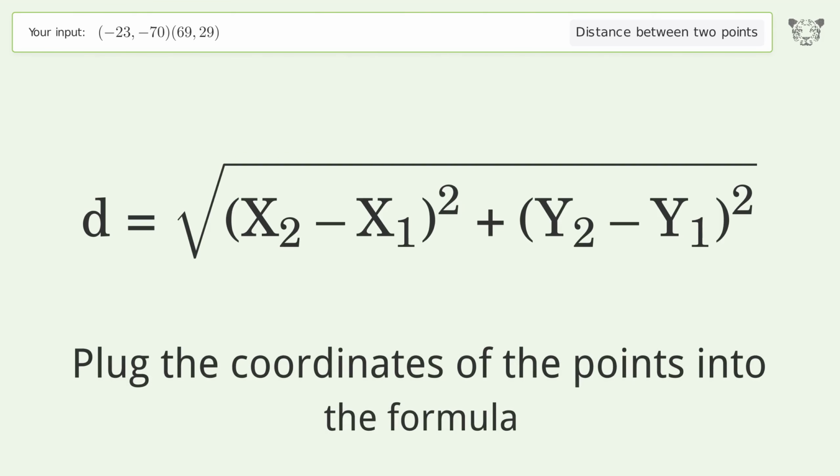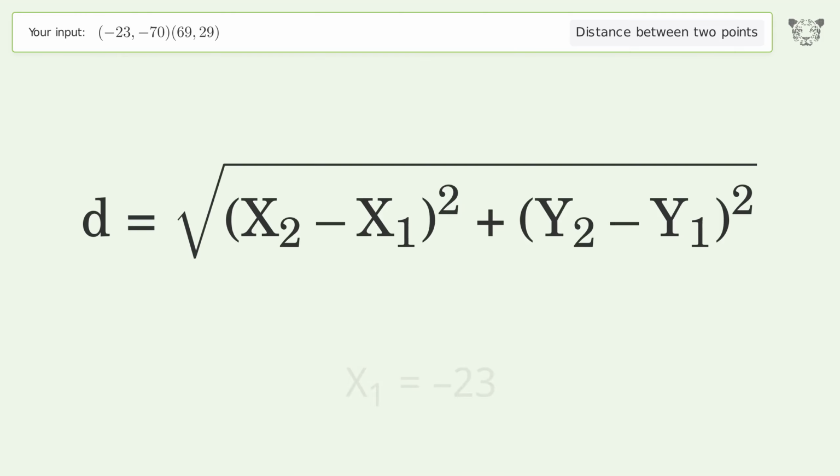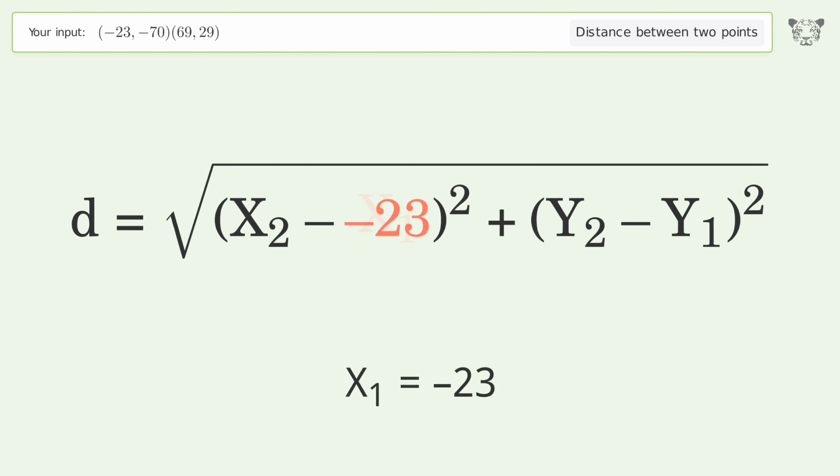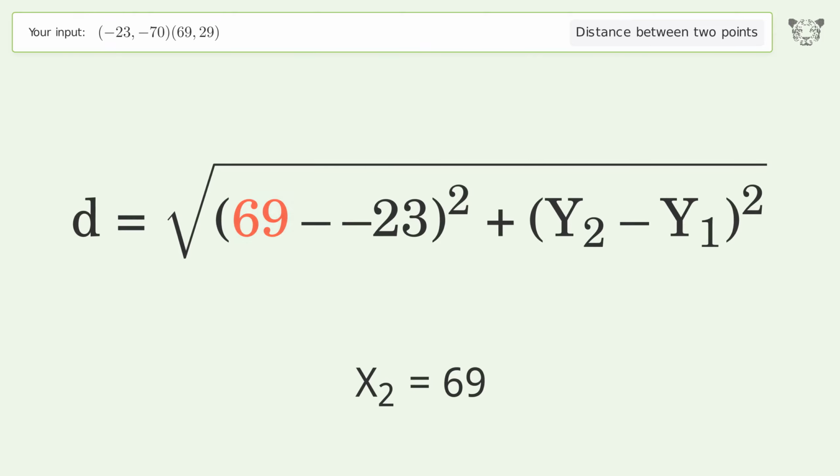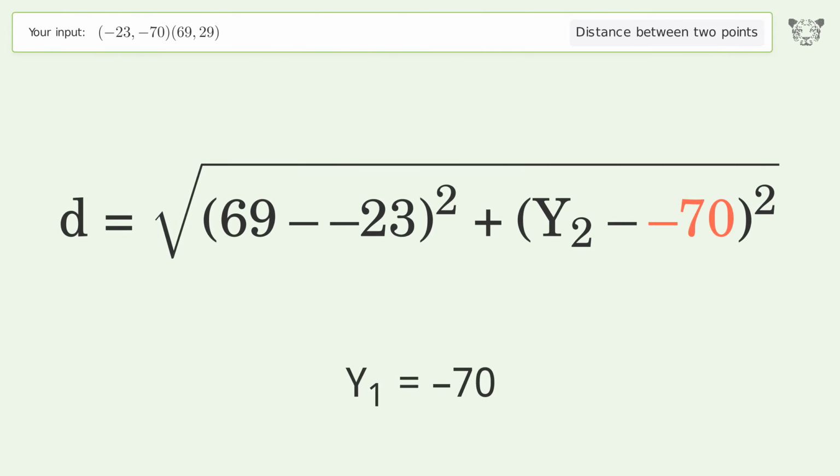Plug the coordinates of the points into the formula. x1 equals -23. x2 equals 69. y1 equals -70. y2 equals 29.